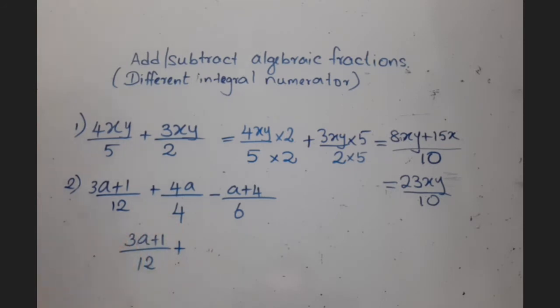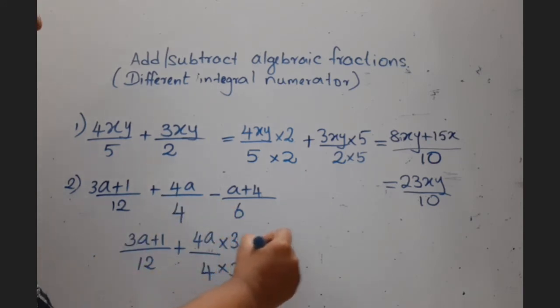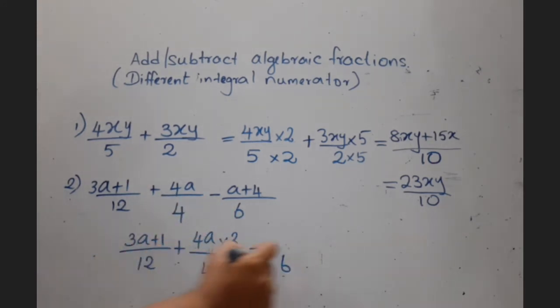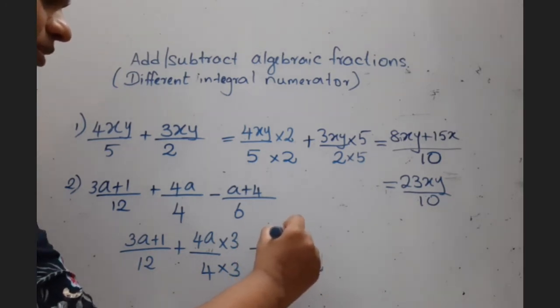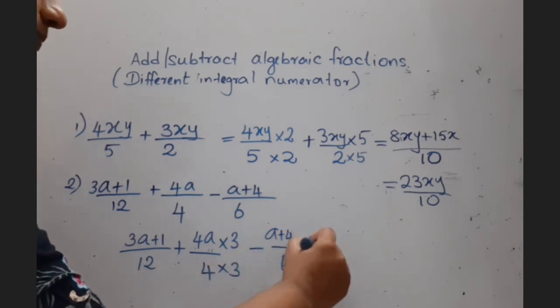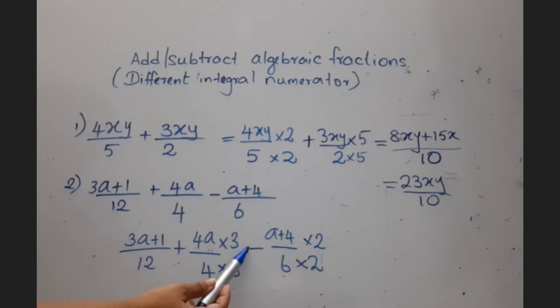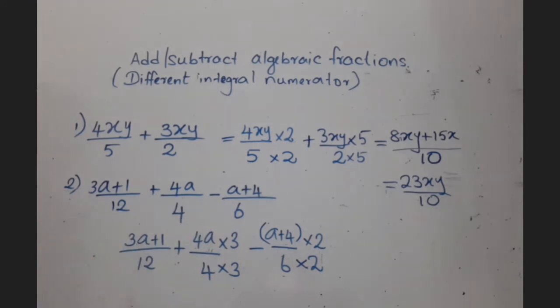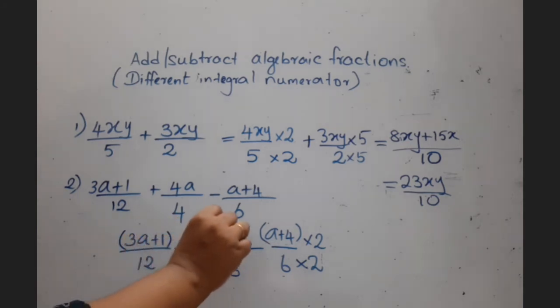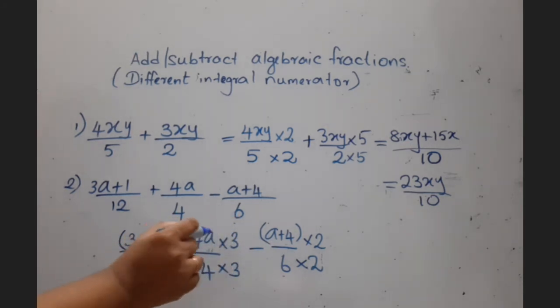Here 4 should be multiplied by 3. So 4 into 3. So the numerator must also be multiplied by 3. Am I right? Now minus. Here 6 should be multiplied by 2 in order to get 12. So a plus 4 must also be multiplied by 2. As I mentioned before, you should put the brackets when you subtract an algebraic expression. Am I right? So I am putting everything inside the bracket. So it will be easier for you to identify as well.